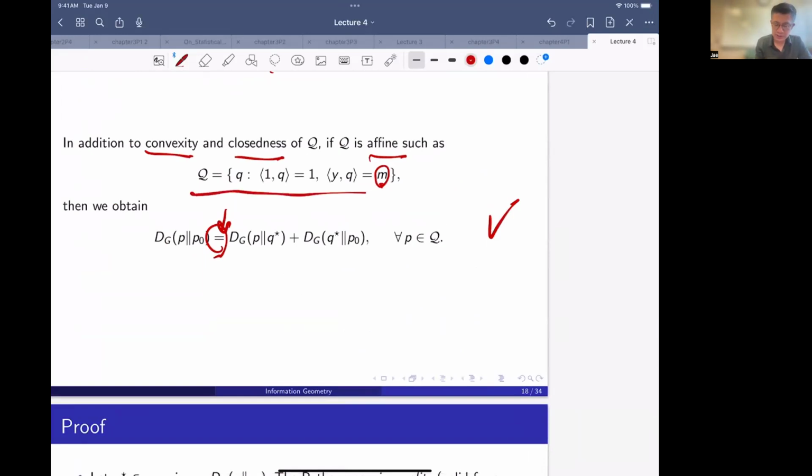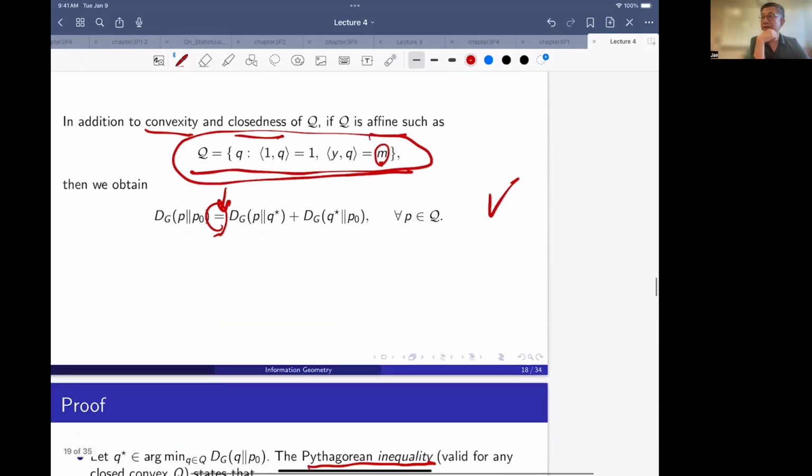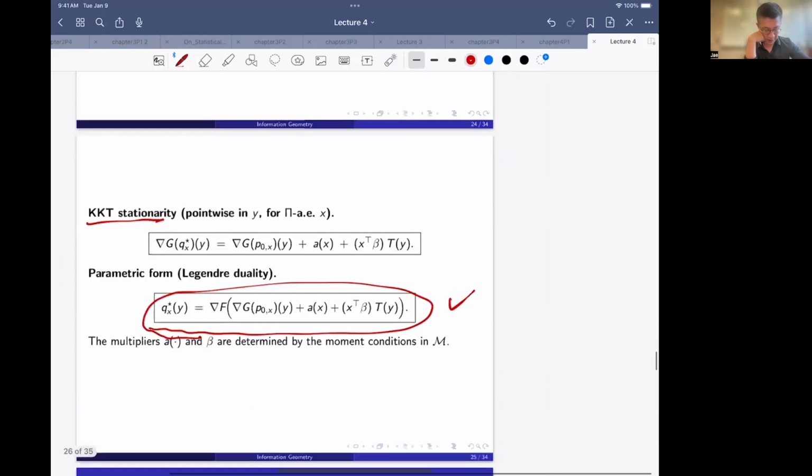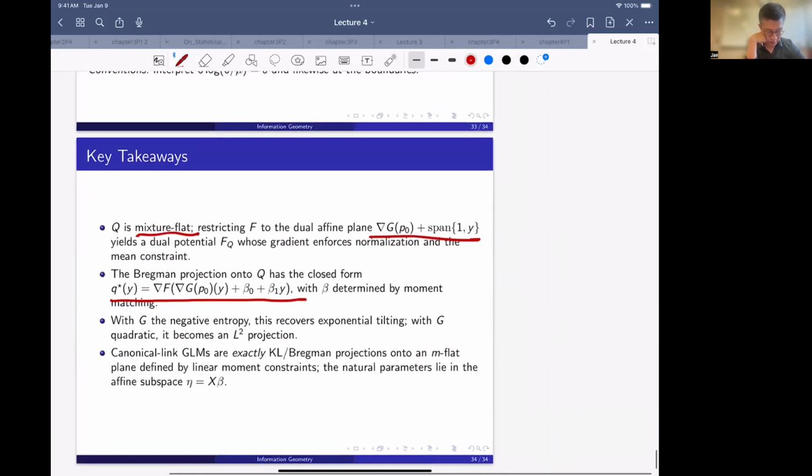Okay, I'm talking about this one. That Q is M flat, yeah. But here, F is that Q. Okay, let me see. Right, I see. You mean the dual, so you mean the G? I see your point. Okay. Mixture flat is, in the example, exponential family, and this restriction is the same mean M flat. I think it is Q.